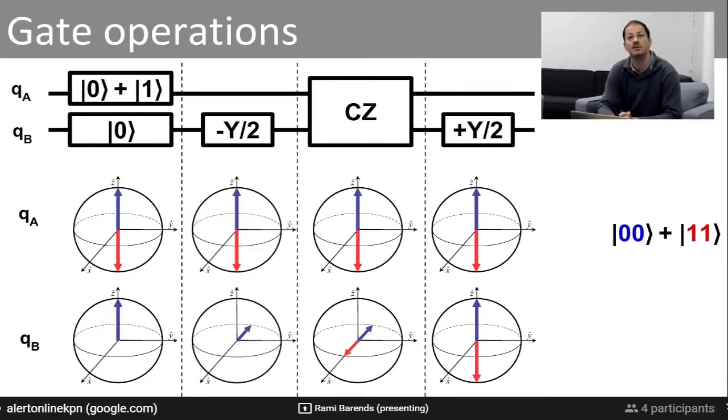And now we see we have an entangled state. The state is 00 plus 11. That means that when we measure qubit A, qubit B is also the same. Whether qubit A is 0, qubit B is 0; qubit A is 1, qubit B is 1. Whether qubit A is in the Netherlands, in Santa Barbara, or on the moon. And that really is quantum entanglement.